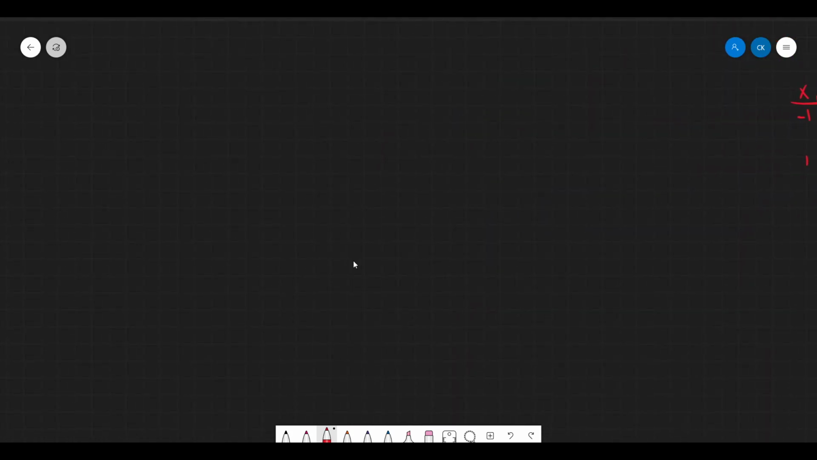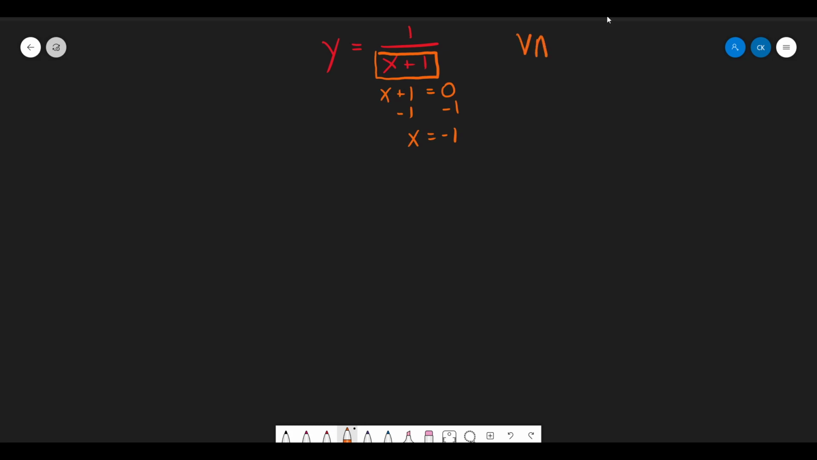Let's do one more together. So let's say we had the function y equals 1 over x plus 1. Okay? So again, we want to find the vertical and the horizontal asymptote. I'm going to start with the vertical. I'm going to take the denominator, x plus 1, set it equal to 0, and solve. Subtract the 1, so I get x equals negative 1. So my vertical asymptote, and I'm just going to shorten it to VA, is going to be x equals negative 1.